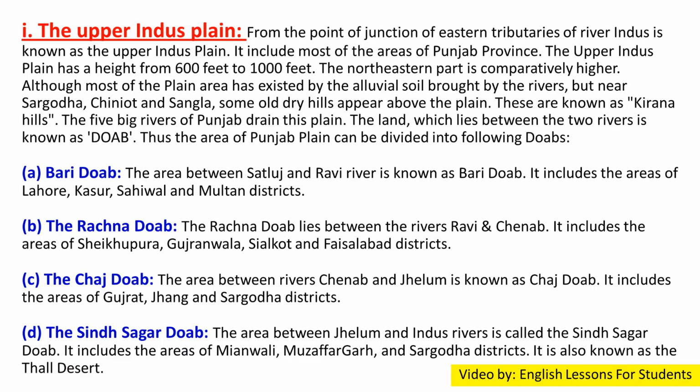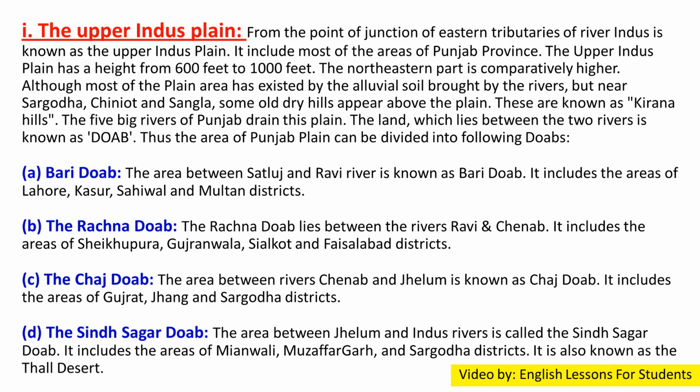The 5 big rivers of Punjab drain this plain. The land which lies between two rivers is known as Doab. Thus, the area of the Punjab plain can be divided into the following Doabs. A. Bari Doab. The area between Satluj and Ravi rivers is known as Bari Doab. It includes the areas of Lahore, Kasur, Sahiwal and Multan districts.